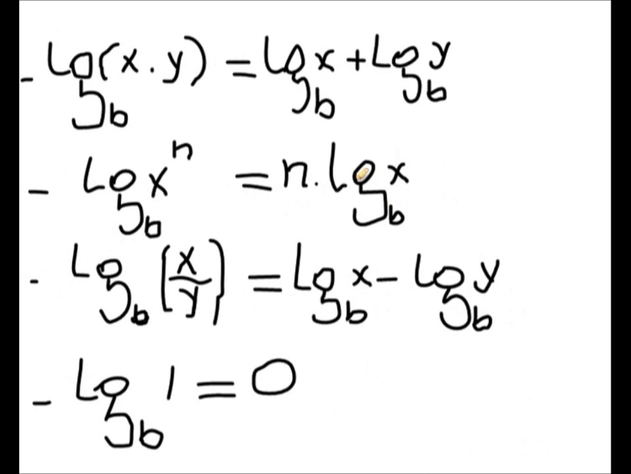Now, another property. Let's say we have log base b of x times y, a multiplication of two values. So this multiplication will be transformed into an addition. If I have log base b of x times y, this is going to give me log base b of x plus log base b of y.